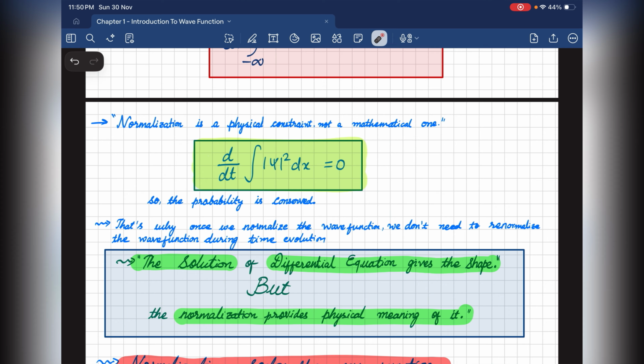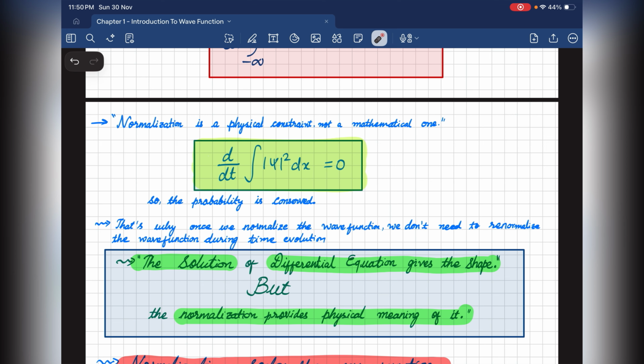Think of psi of x, t like the brightness of a spotlight across a stage. The brightness pattern can be any shape, narrow, wide, multiple peaks, but the total brightness must equal 100%, because the actor must be somewhere on the stage. Normalization is like turning the dial so that the total brightness is exactly 100%. You can't have 300% brightness. That would be unphysical. You can't have 0% either. That would mean the actor vanished.